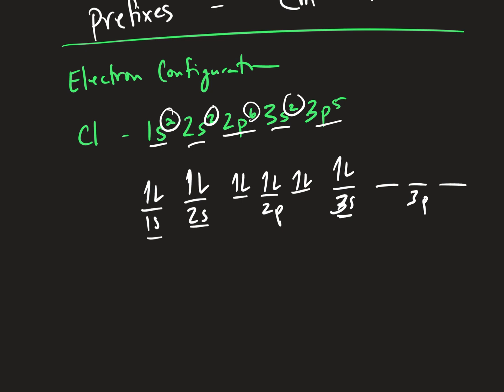Yeah. Are we good? So let's say we're doing chromium. Well, let's finish chlorine first. We got 5. 1, 2, 3, and then pair them down, 4 and 5. Right?